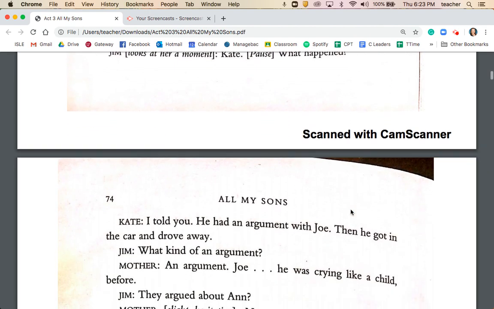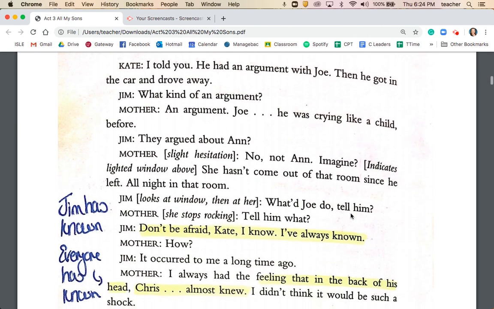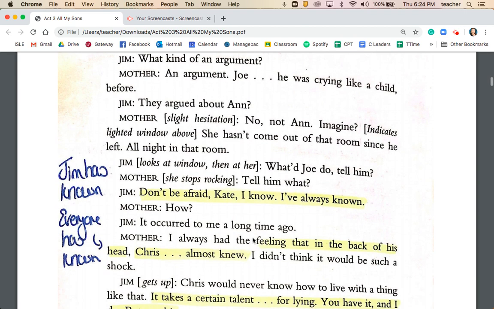So if we go down to the next page, what we have here again is the role of Jim further developed in Act 3 when he says to Kate, "Don't be afraid, Kate. I know. I've always known." And it becomes clear here that Jim has always known about Joe's guilt. And again, it's that idea that we have explored earlier in the play, that there are things that people know that are unsaid in this play. And this is a good example of it here.